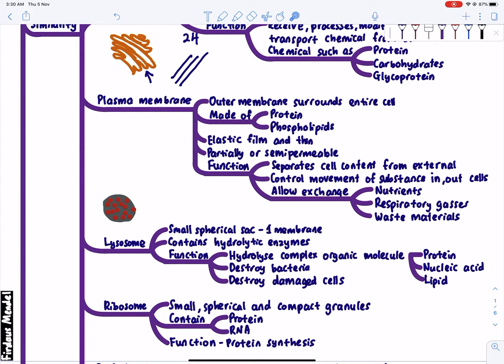Then we have the respiratory gases. There are two types: oxygen and carbon dioxide. Oxygen is needed in the mitochondria for the oxidation of glucose. Cellular respiration itself will produce carbon dioxide. This carbon dioxide cannot be used by our body. It is a waste, so it needs to be excreted and eliminated from the body. That we consider as respiratory gases.